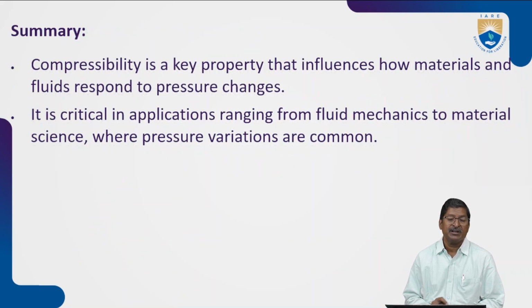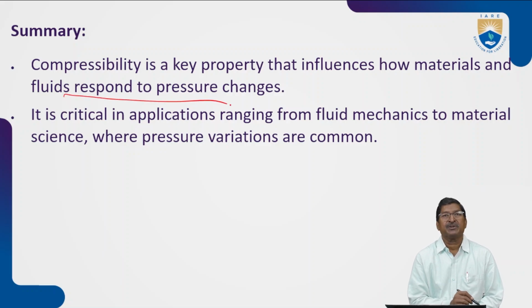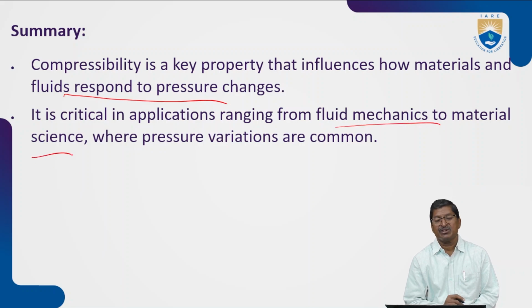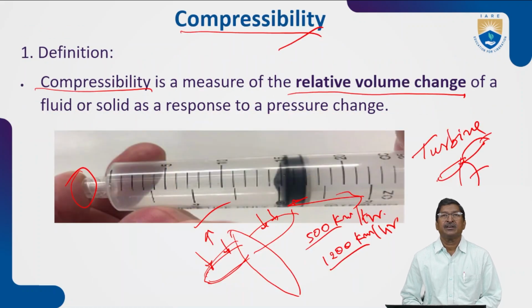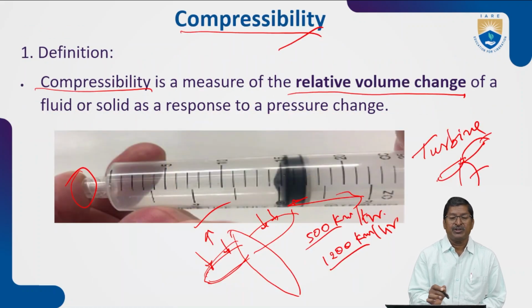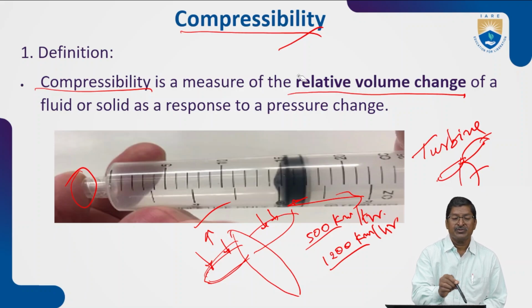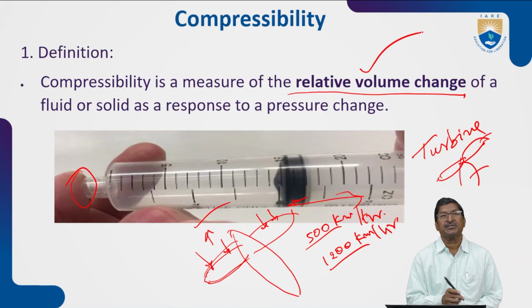So, summary here: compressibility is the key property that influences how materials and fluids respond to pressure changes. It is critical in applications ranging from fluid mechanics to fluid science, where pressure variations are common. So if you review this, compressibility is a measure of relative change in volume. Okay, so it is a relative change in volume. It is called compressibility.